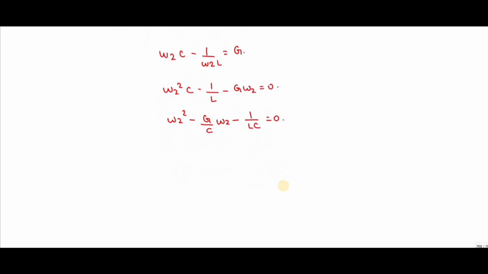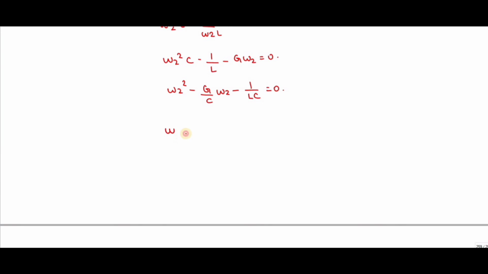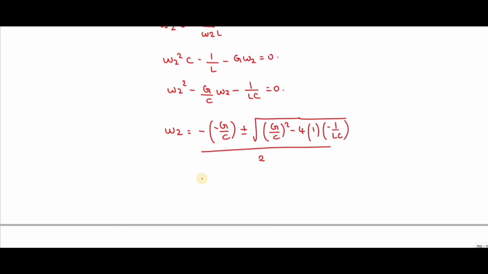this equation. Okay, so if I solve the quadratic equation, you will get omega 2 is equal to minus b. Minus b is nothing but minus g divided by c. This is your b, plus or minus root of b square. B square is g divided by c the whole square, minus 4a c. A value is 1 and c value is minus 1 divided by lc, divided by 2a. A value is 1 here. So if we solve, I will get g by c plus or minus root of g by c the whole square plus 4 divided by lc.